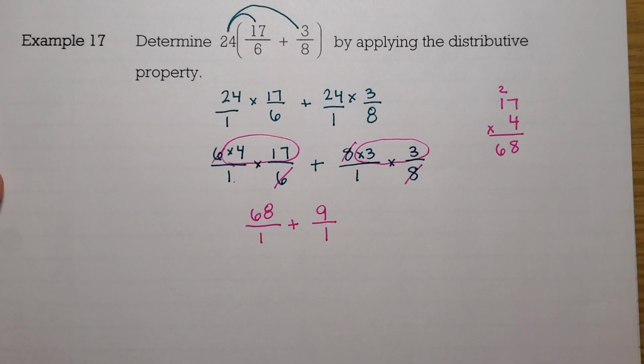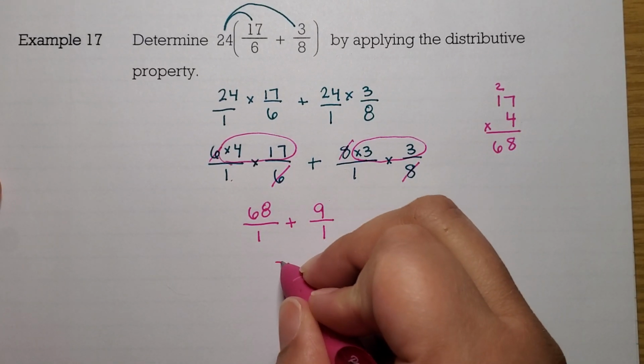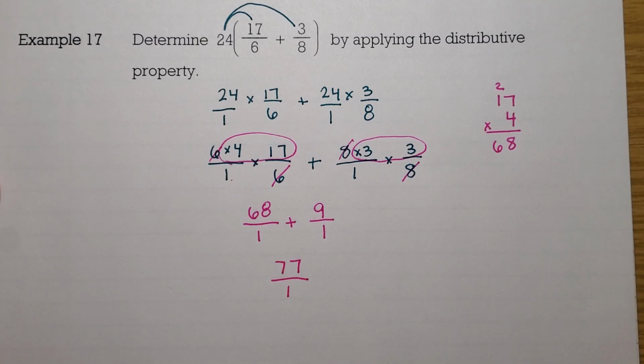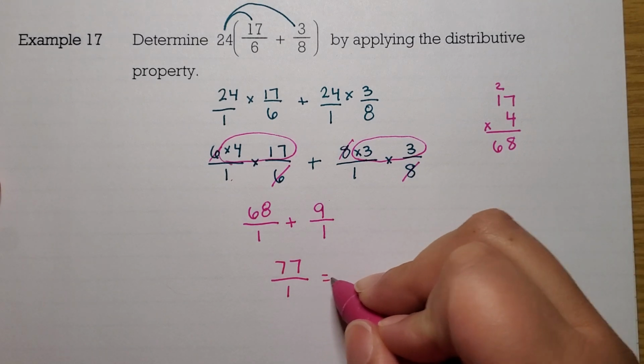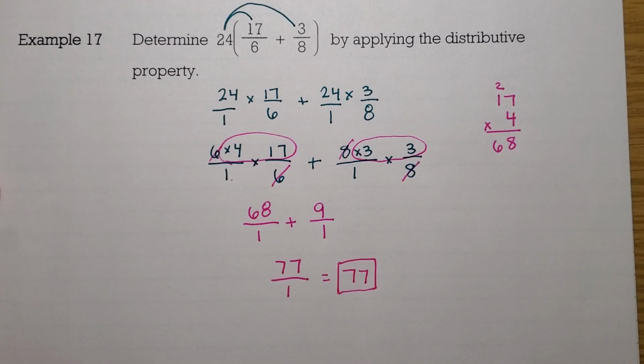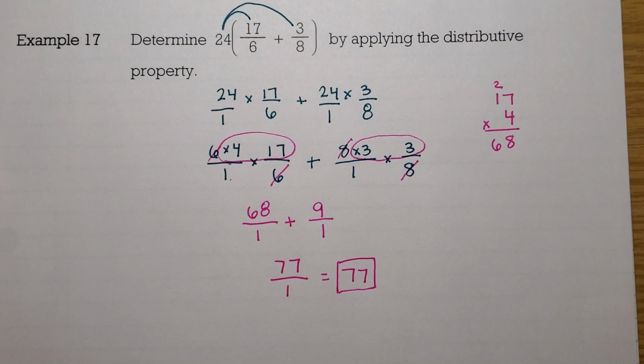Now, notice that both of our fractions have a common denominator of 1, so we can just add across the top. That's going to give us 77 over 1. But any number over 1 is just itself. So we just get 77. So this is the same answer we got using our order of operations, but we got there with a little bit less pain than having to get a common denominator to add the fractions and so on.